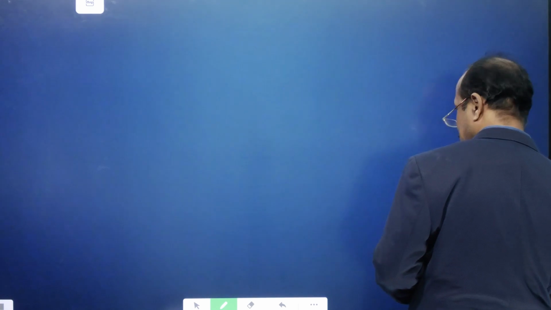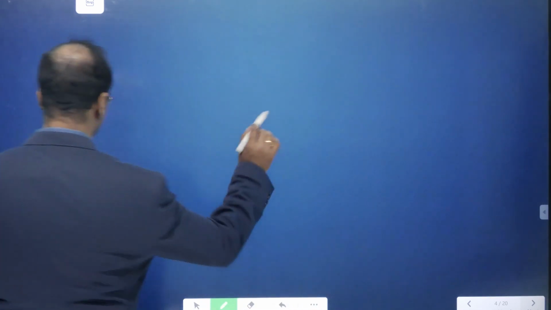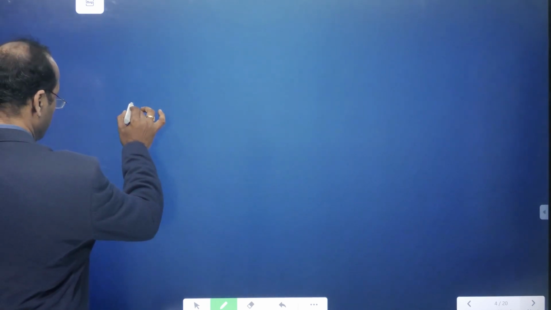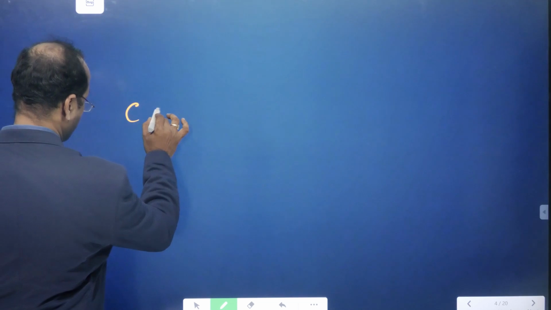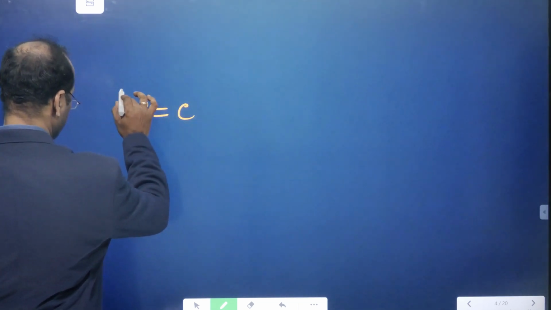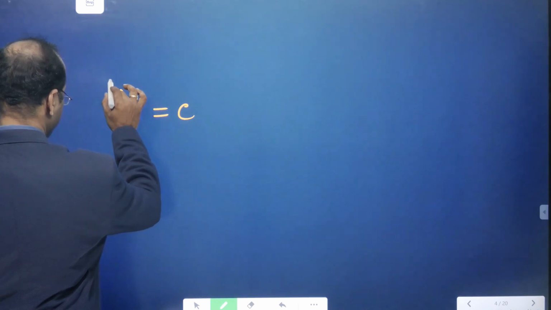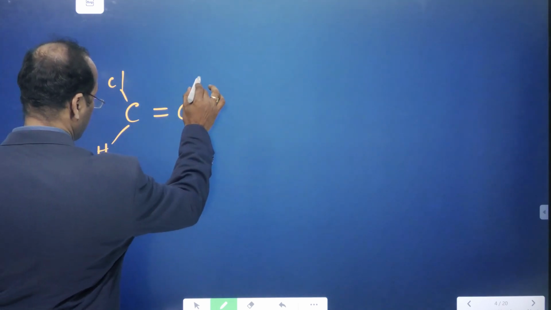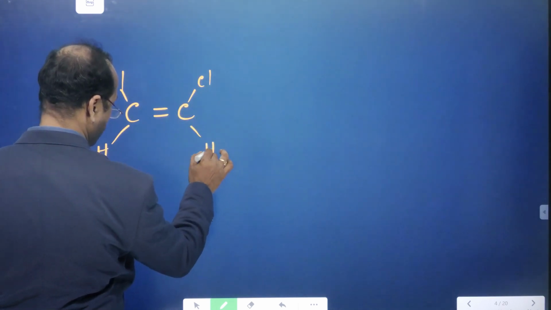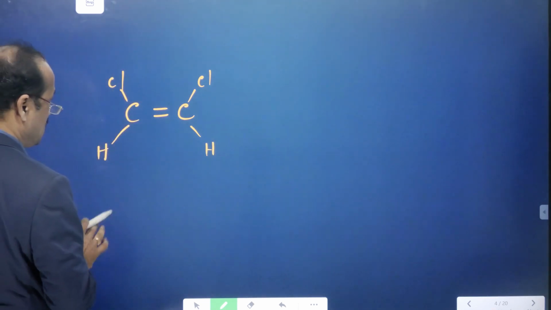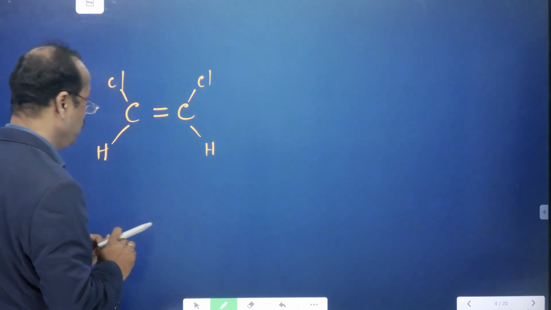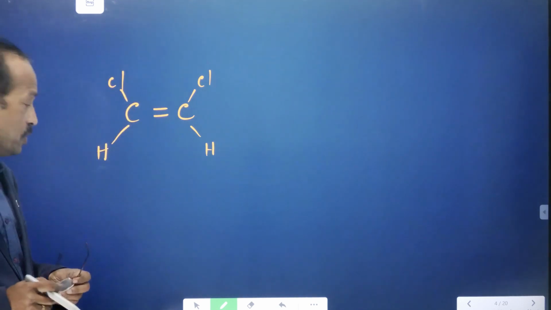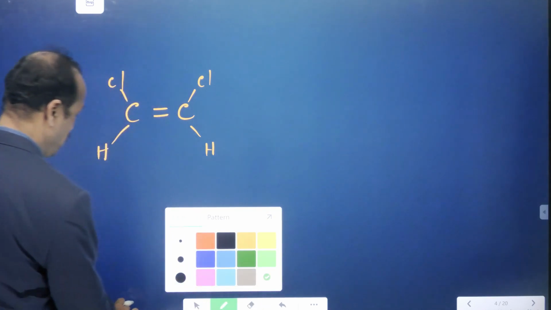Now see here, I will give one example so you can understand. Students, if you take carbon, double bond, carbon, and here you take chlorine, here hydrogen, here chlorine, and here hydrogen. Now this is one compound. What is the name of this compound? Try to give the name.